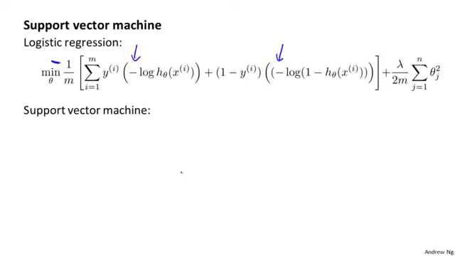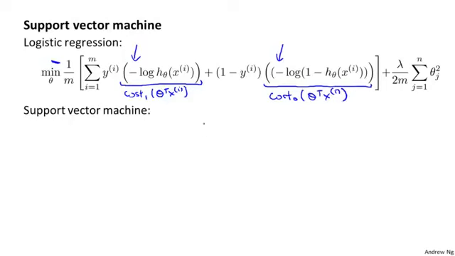For the support vector machine, what we're going to do is essentially take this and replace it with cost 1 of z, that is cost 1 of theta transpose x. And I'm going to take this and replace it with cost 0 of z, that is cost 0 of theta transpose x. The cost 1 function is what we had on the previous slide, it looks like this, and the cost 0 function, again from the previous slide, looks like this.